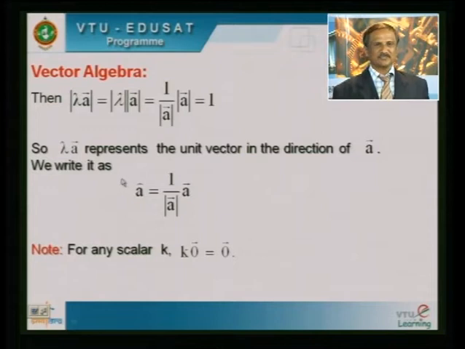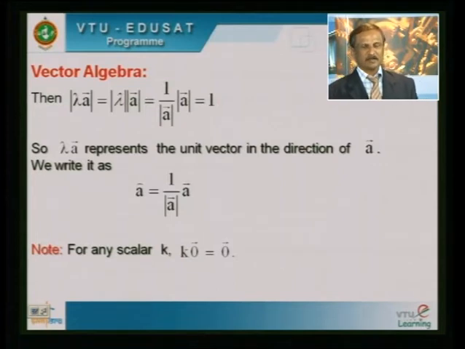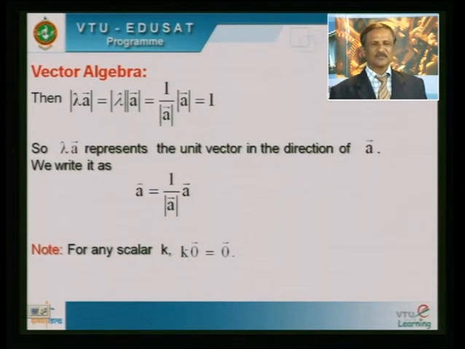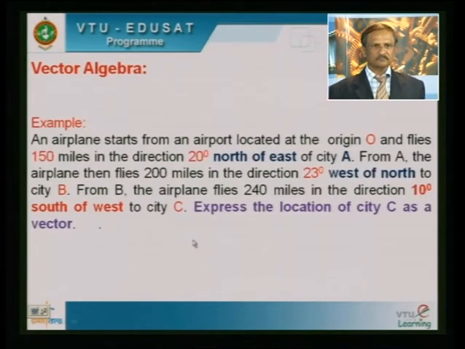So, why am I giving all these things? Simply, they will give a vector. Sometimes they will ask you to calculate the modulus of the given vector. Then we need a formula. How do we calculate the modulus of the given vector? Or simply they will give the vector and ask you to calculate the unit vector. How do we calculate the unit vector? Here you can use this formula for calculating a unit vector. It is understood that for any scalar k, k into the 0 vector is equal to 0.